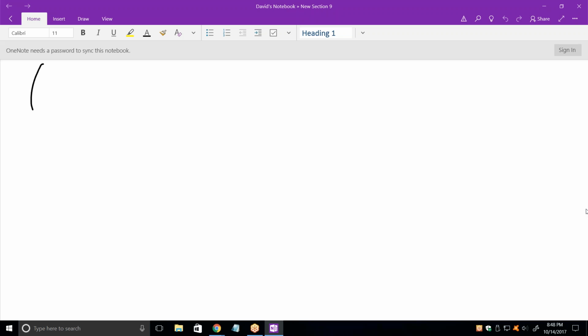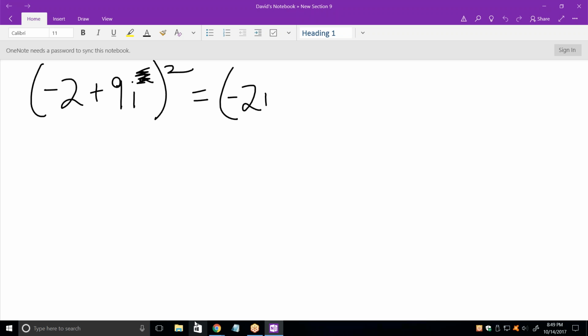Okay. This one is (negative 2 plus 9i) squared. The whole thing's squared, the whole parentheses. So all we need to do is just FOIL it out. Can you write it out for me, like the two parentheses? I just need that visual. It helps me out a lot better.